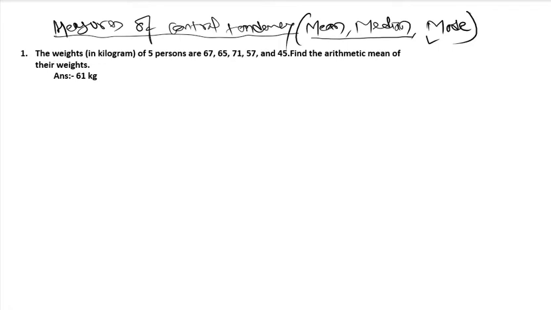Let us first focus on part 1 of the chapter, that is based on mean for ungrouped or raw data, right? So the first one, the weight in kilograms of 5 persons are given: 67, 65, 71, 57, and 45. Find the arithmetic mean of their weights.